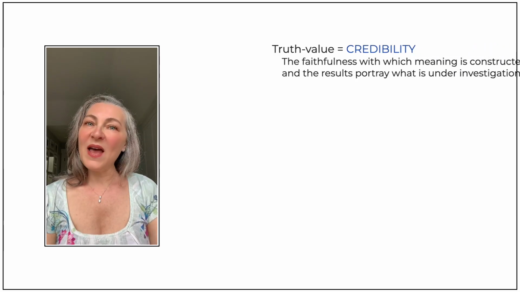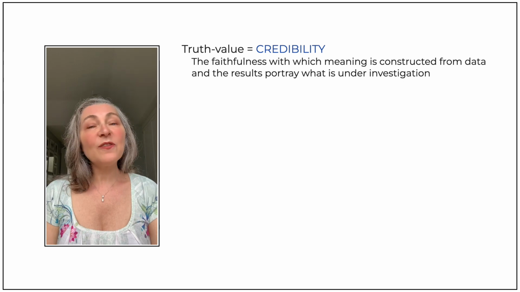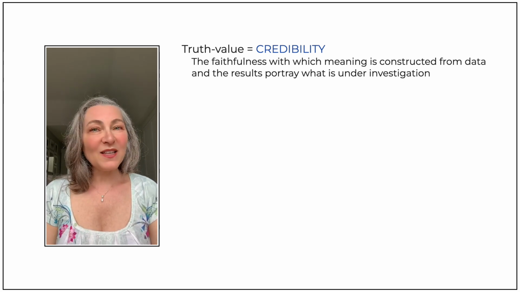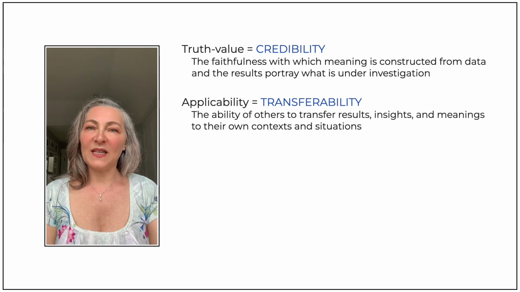In the qualitative paradigm, researchers understand truthfulness or truth value as credibility. Credibility relates to how faithfully meaning is constructed from data and how faithfully results portray what is under investigation without embellishment, exaggeration, or understatement. Applicability is understood as transferability.